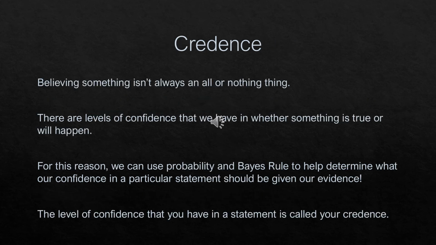Now, believing things just isn't always an all or nothing thing, right? We always have different levels of confidence in whether or not we think some particular thing is true or not, or will happen or not. And for this reason, the nice thing is we can use probability theory and Bayes' rule to help determine what our confidence in a particular statement should be given our evidence and given our new evidence, right? The level of confidence that you have in a particular statement or that some particular thing will happen is called your credence in that statement or in that event.